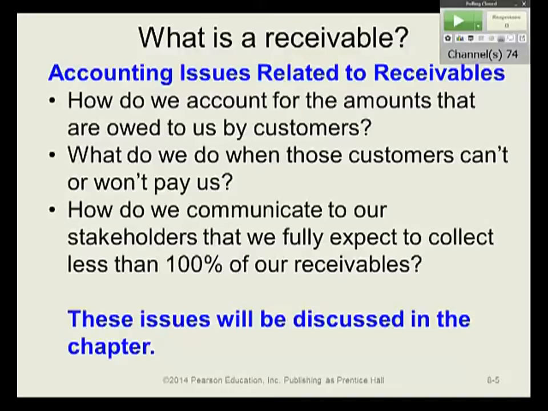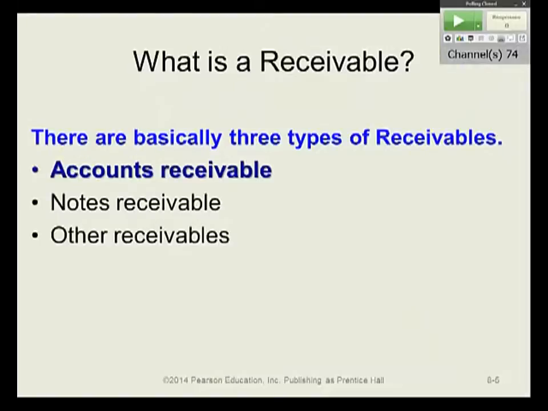So this is exactly the same as our concern when we looked at the lower of cost or market for inventory. Okay. Now, before we get into this, let's quickly examine the types of receivables that we have, just by way of review. And all of these receivables are subject to the same issues. You have your basic three types of receivables. You've got accounts receivable, notes, and other.